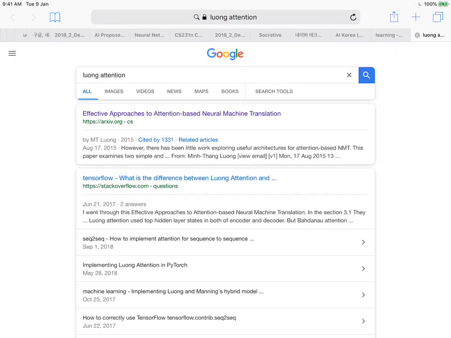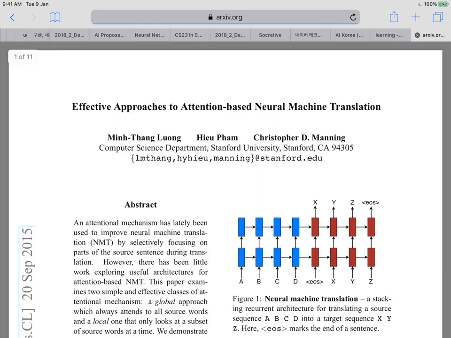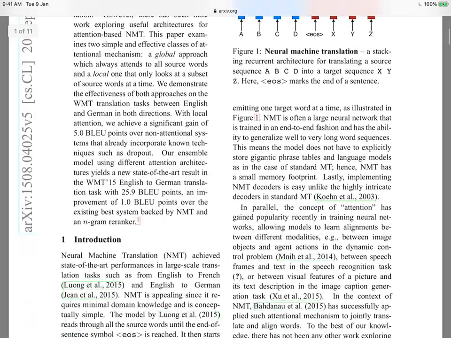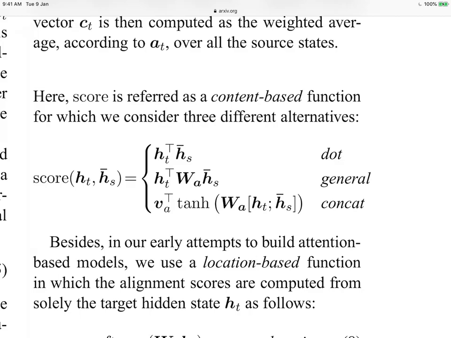So there are a few representative or famous research papers that proposed these attention modules, and there are subtle differences in how we compute this attention weight. So in this case, yeah, if you search for this Luong attention, this guy is one of the first researchers that proposed sequence to sequence models with attention, although he's not the first one, but yeah. So I'd like to discuss several different versions of computing these attention scores.